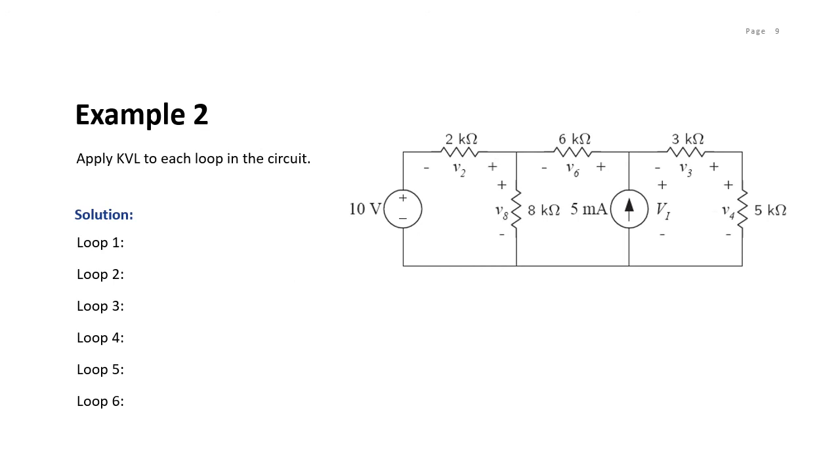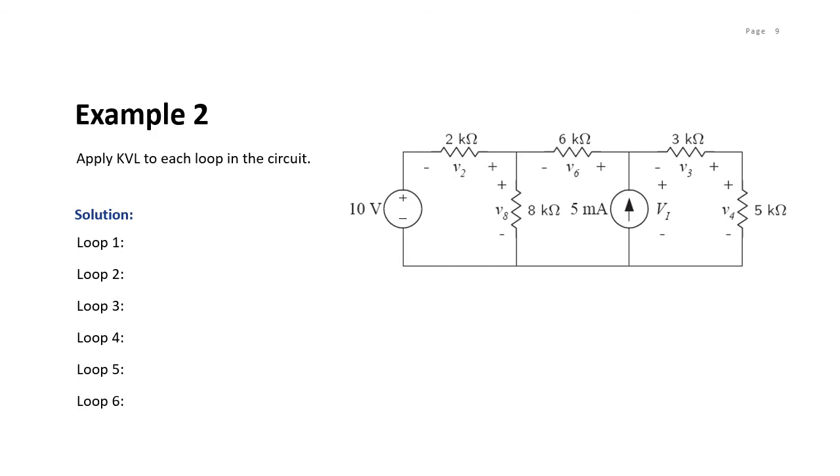Let's do another example together. So here we have a circuit and we want to apply KVL to each loop in the circuit. As you can see, we are not talking about independent loops or mesh loops. It can be other paths within a loop. So instead of just 3 independent loops, here we can have 6 loops. Okay, so let's go one by one.